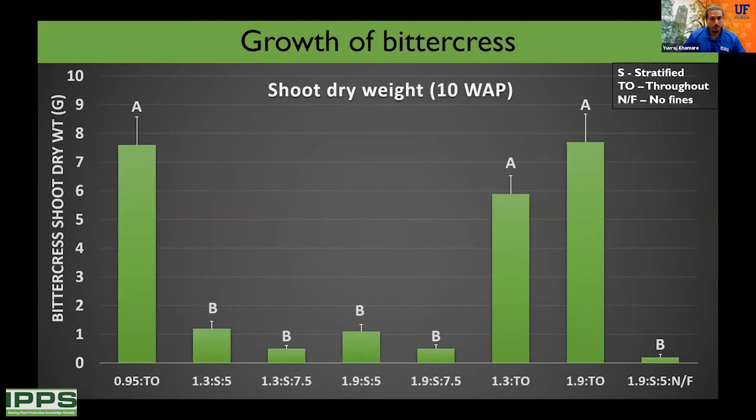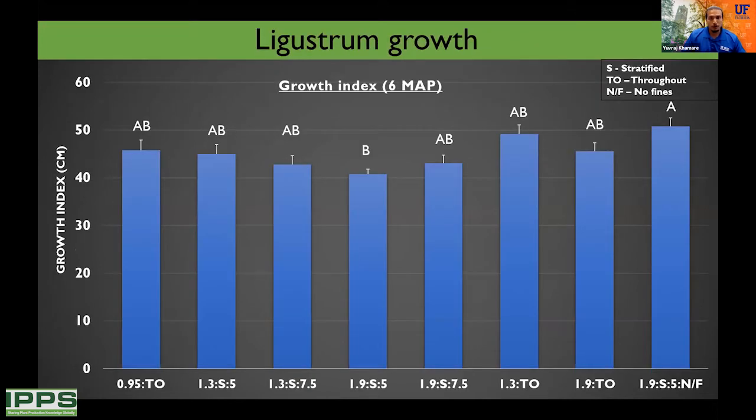So moving on to our cash crop, that's ligustrum. Here we measured the growth index at trial conclusion, which was at 6 months after potting. The growth of ligustrum in all the stratified treatments was similar to the incorporated treatment. There was little variation in growth, with the lowest in the stratified 1.9 centimeter pine bark, and the highest seen in 1.9 centimeter pine bark without any fines.